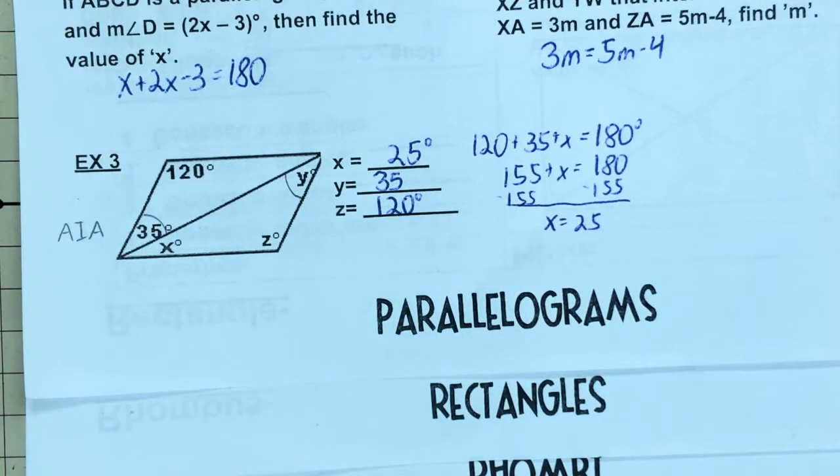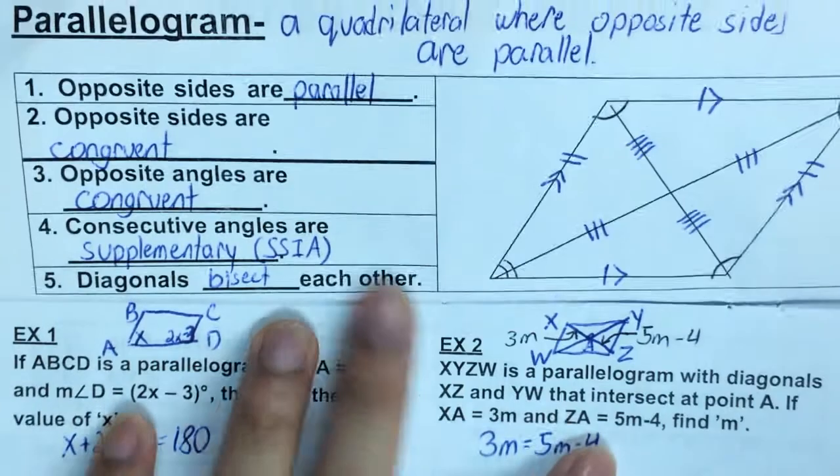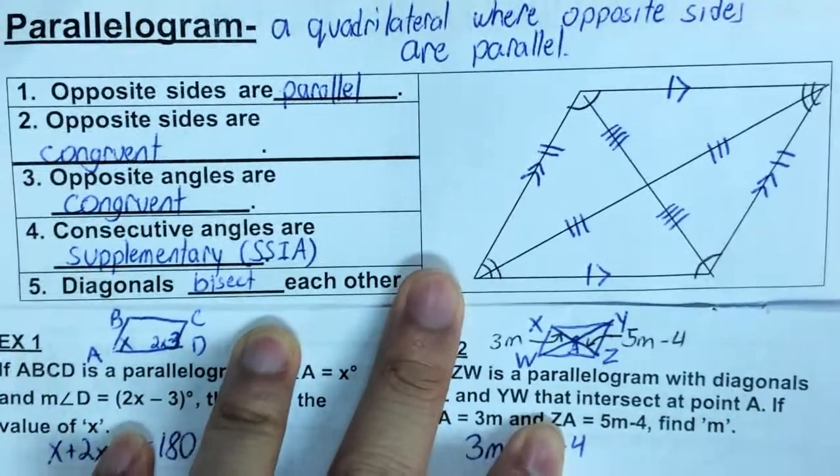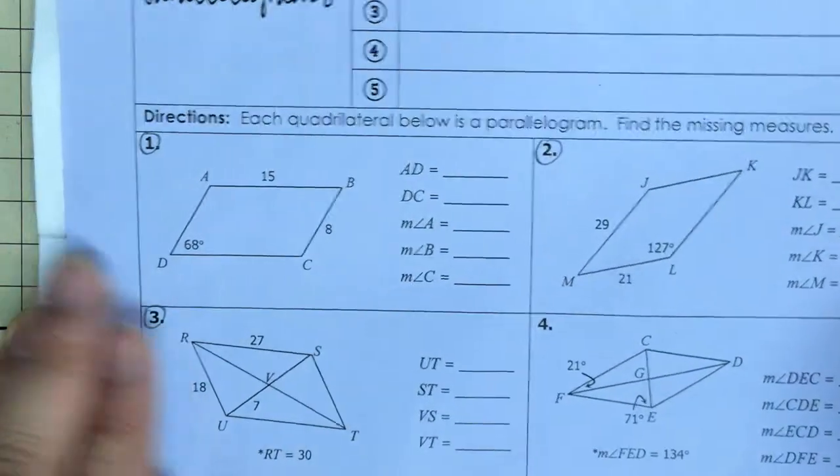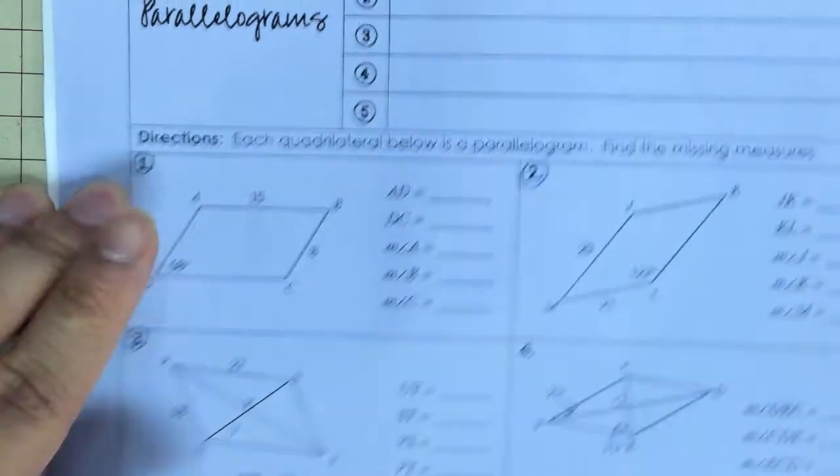So those are some properties. Let's do a bit more practice. So again, here are the properties. I'll do number 1 and stop right there.